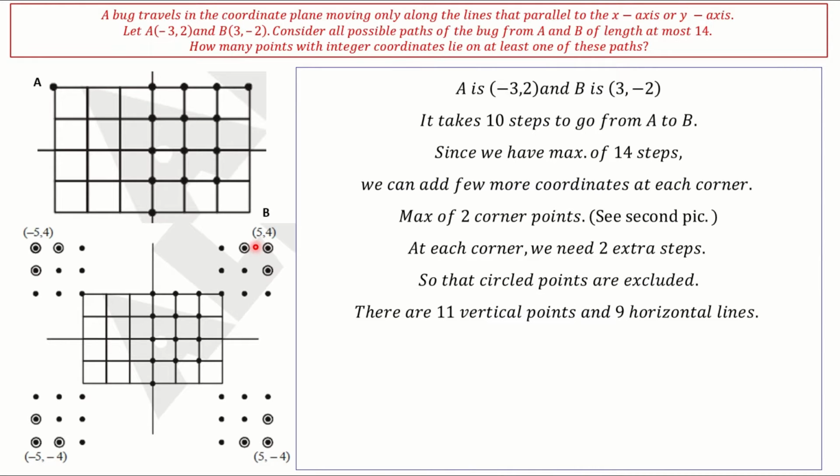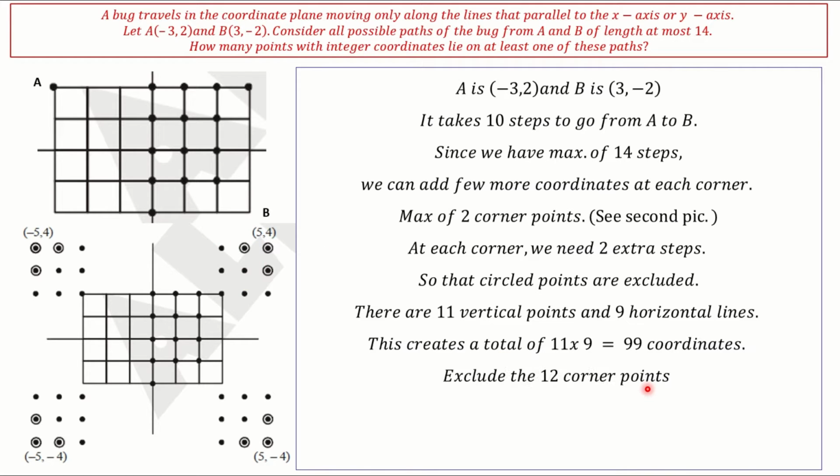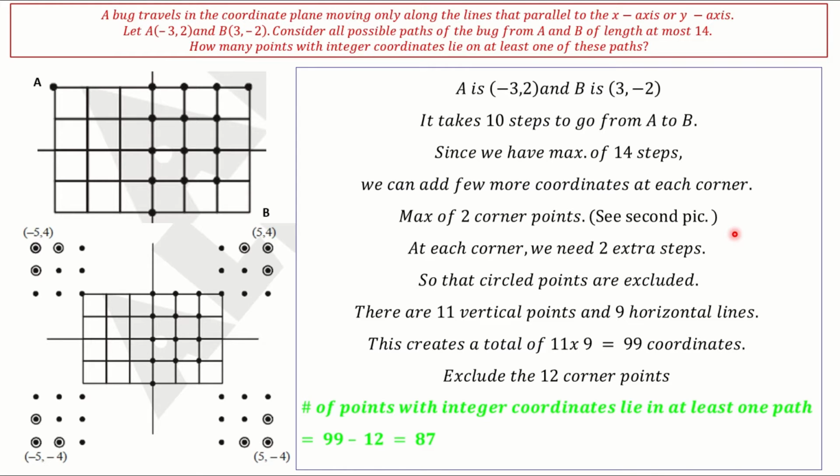Okay, so let's count now what are the coordinates. There are basically 11 vertical lines. So minus 5 to 5, that is 5 plus 5, 10 plus 0, 11. 9 horizontal, 4 plus 4, 8 plus 0, 9. So total coordinates are 11 into 9, that is 99 coordinates. Out of that, we should exclude only these circled ones, which are 12, right? So exclude these 12 corners, then you will get answer 99 minus 12, that is 87 is the answer.